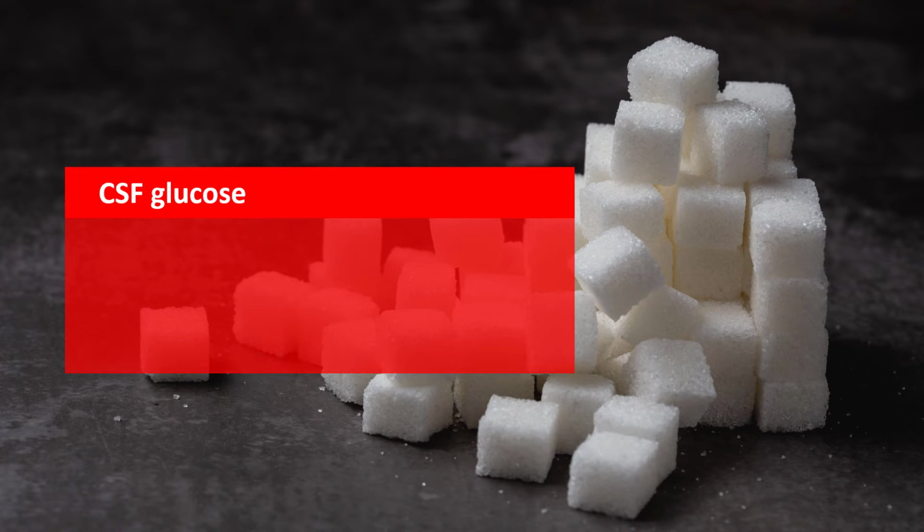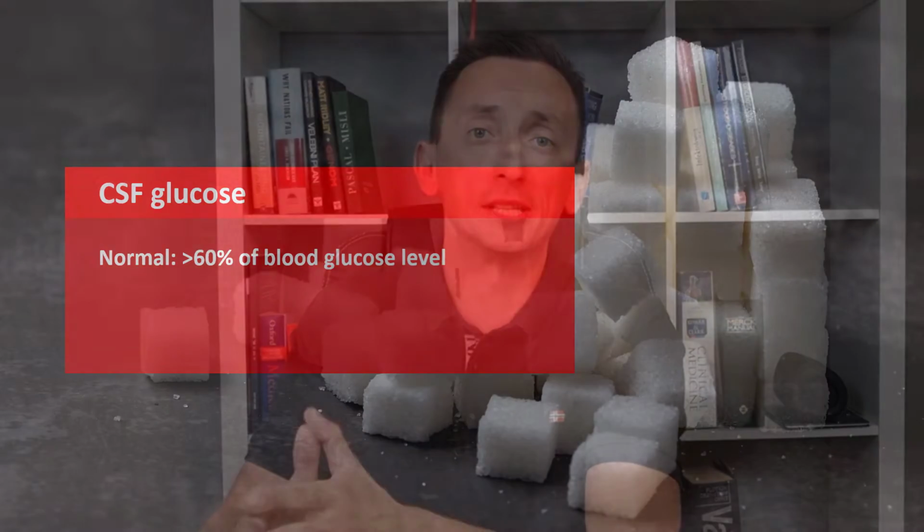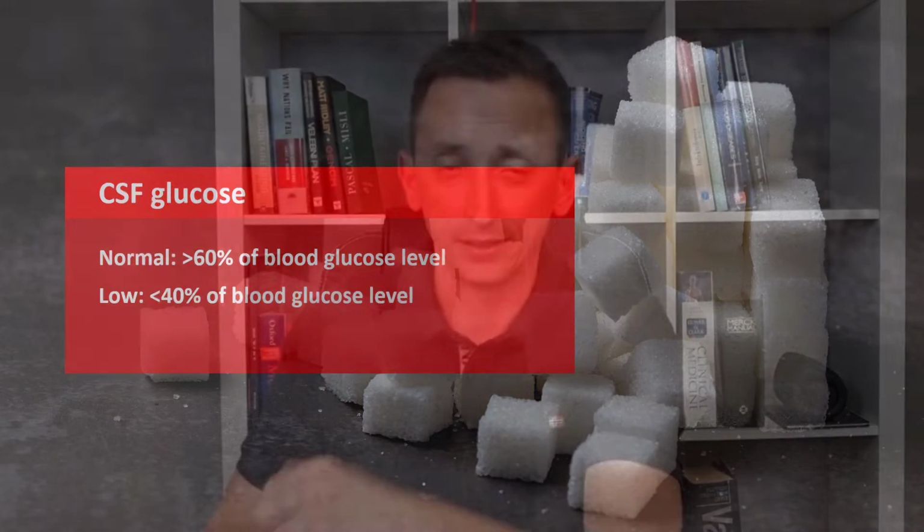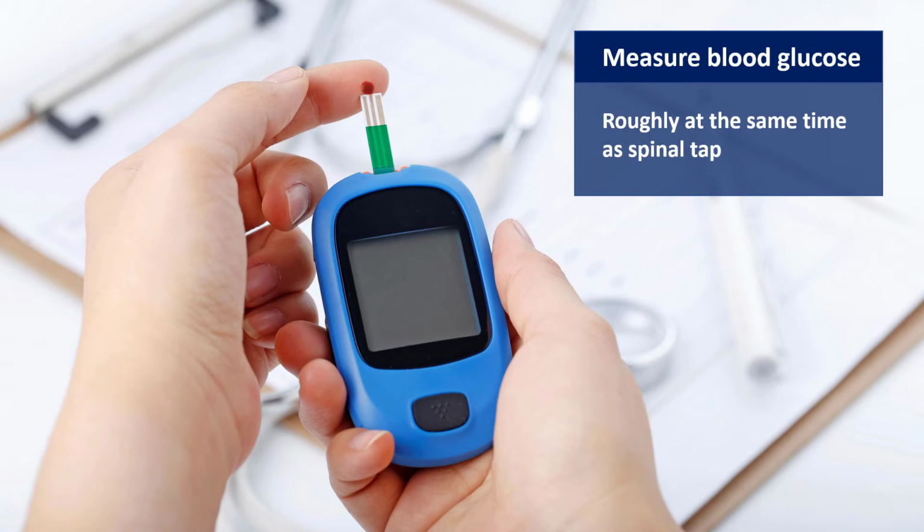Now, in healthy, normal CSF, glucose concentration is about 60% of the glucose concentration in the blood. So for example, if the glucose concentration in the blood is around 5 micromoles per liter, in the CSF it should be above 3, right? And in bacterial meningitis, it's almost always below 40%. So again, if it's 5 in the blood, it should be below 2 in the CSF if we are dealing with bacterial meningitis. And this is why whenever we do a spinal tap, at the same time, we measure blood glucose. Otherwise, we wouldn't be able to calculate this ratio.